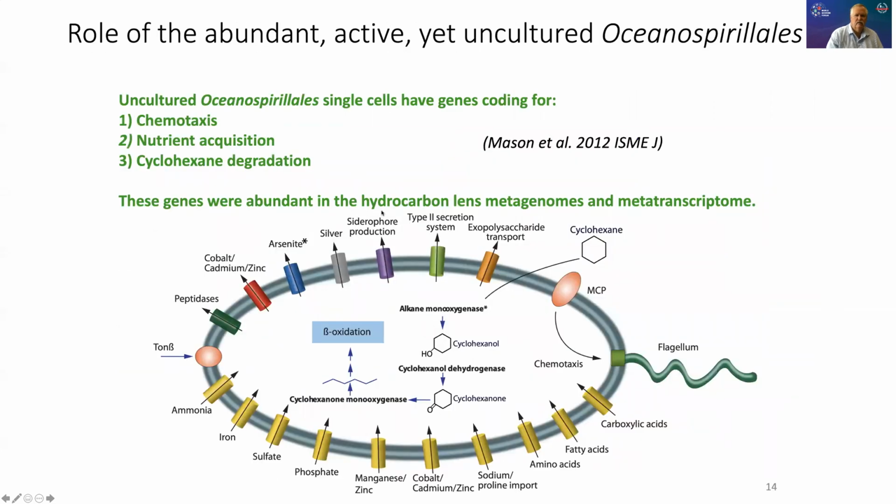We showed by our single cell sequencing that this uncultured Oceanospirillales had genes for chemotaxis, nutrient acquisition, and cyclohexane degradation. It did beta oxidation and basically had various mechanisms for putting critical nutrient components both into the cell and out of the cell. And it also had chemotaxis to oil itself.